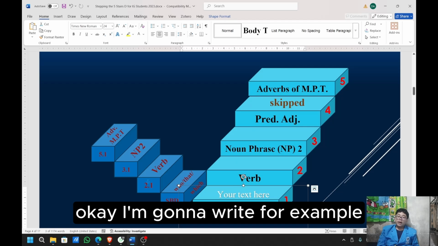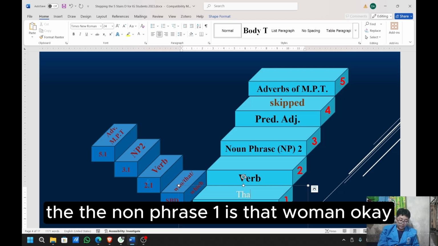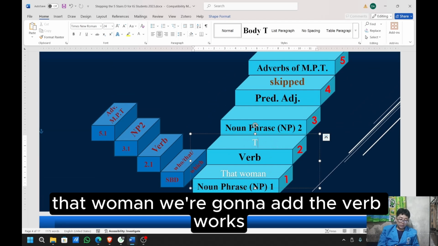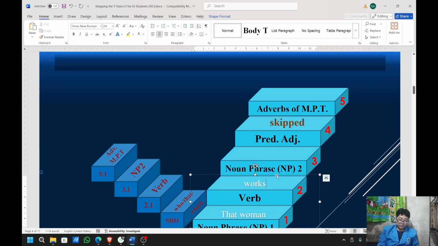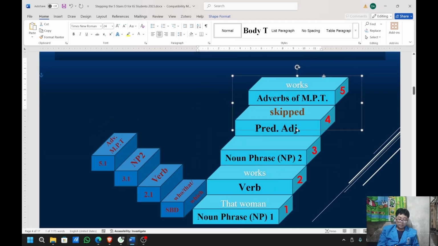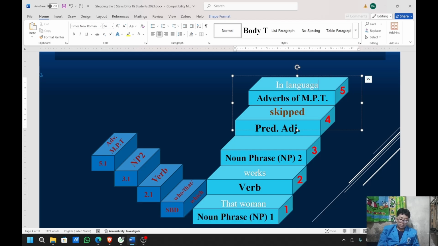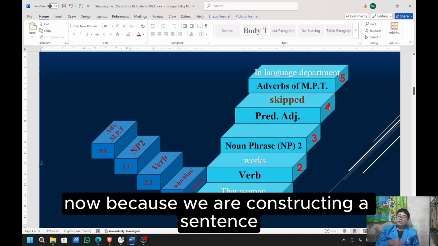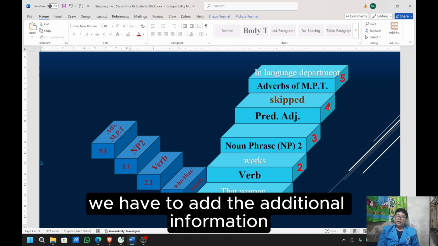Okay, I'm going to write, for example, the noun phrase 1 is that woman. We're going to add the verb works, and then we're going to skip the noun phrase 2 and add the adverbs of M.Pd: in language department.